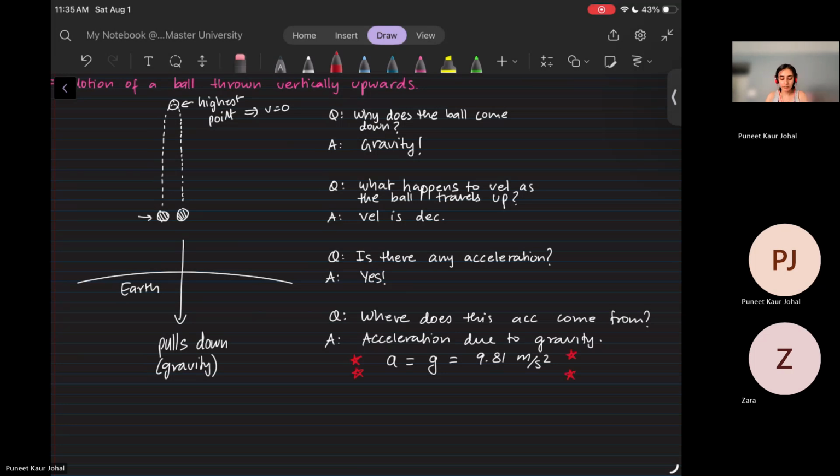Okay. But this is only for vertical motion, because gravity only cares about the up and down motion. Like if something's going left and right, like a car accelerating, gravity's not going to do anything because the car doesn't move up and down. The car moves left and right. So gravity only acts vertically. So this is only for vertical motion.